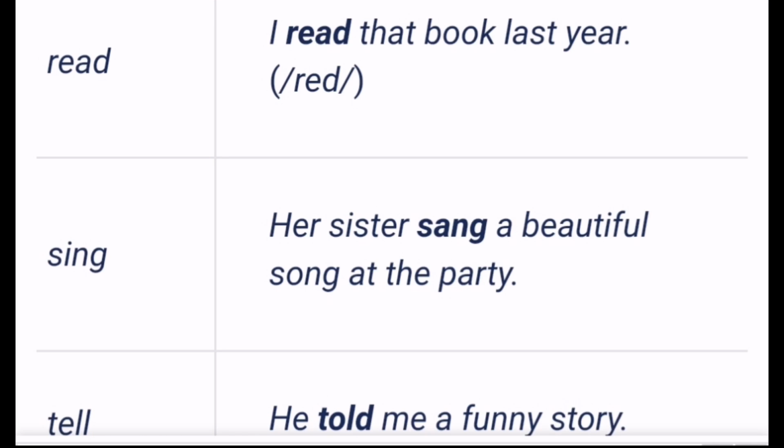Now let's see other examples. Read, read. So read stays as it is in the simple past and the past participle. I read that book last year. Sing, sang. Her sister sang a beautiful song at the party. Tell, told. He told me a funny story.